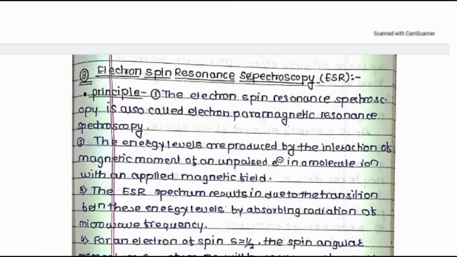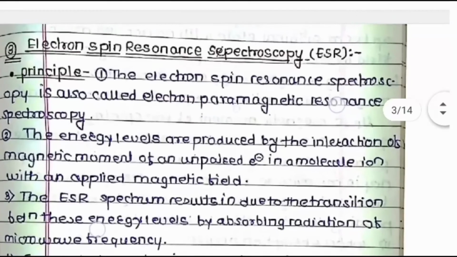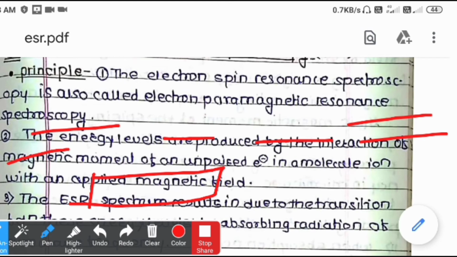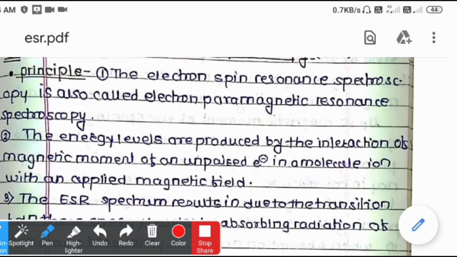So welcome back. In the previous lecture we have seen the principle of electron spin resonance spectroscopy, ESR. This technique is also called electron paramagnetic resonance, or EPR. Both these techniques are the same.